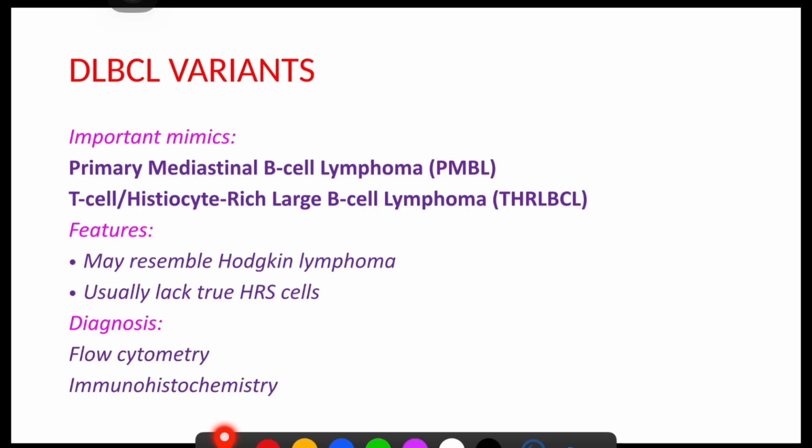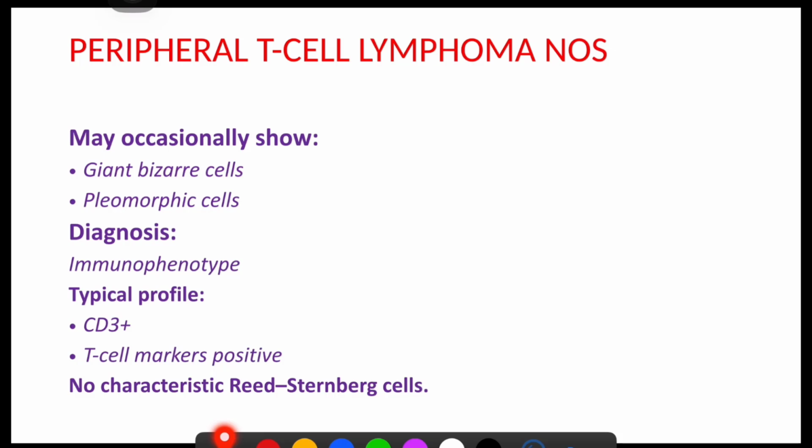Now, another differential in pleomorphic cell pattern is DLBCL variants. So, these are primary mediastinal B cell lymphoma and T cell histiocyte rich large B cell lymphoma. These variants have features that may resemble Hodgkin's lymphoma but usually lack true Hodgkin's or RS cells, or HRS cells. So diagnosis is by flow cytometry and immunohistochemistry.